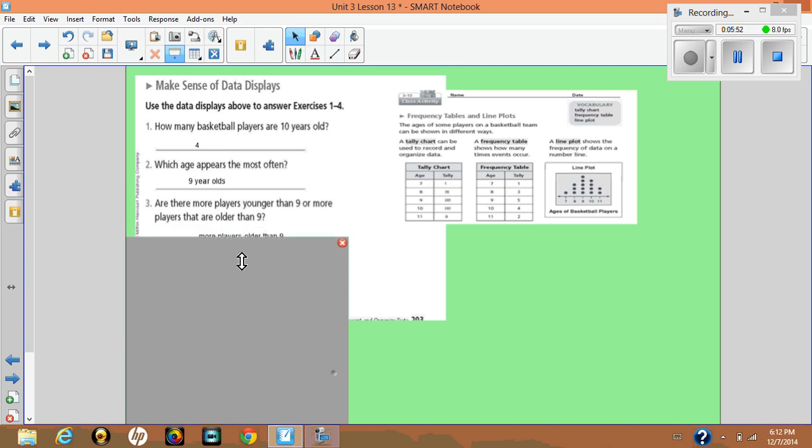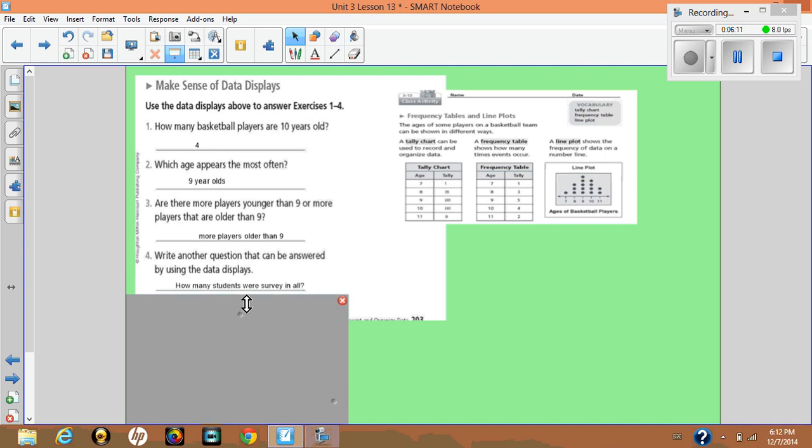And we also answer this one, that there are more players older than 9. And we don't have to even count. We just simply identify it on the line plot and it's clear. Okay, write another question that can be answered by using the data displays. So I chose the question, how many students were surveyed in all. And if we count out our plots, or just count our tally marks, we could certainly identify how many students participated.